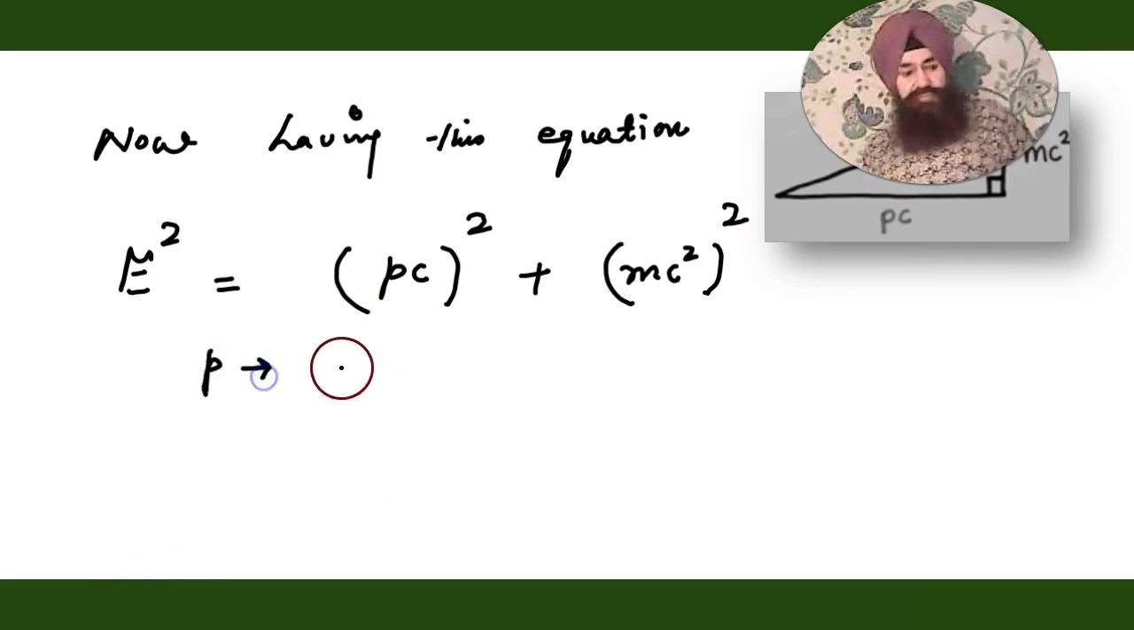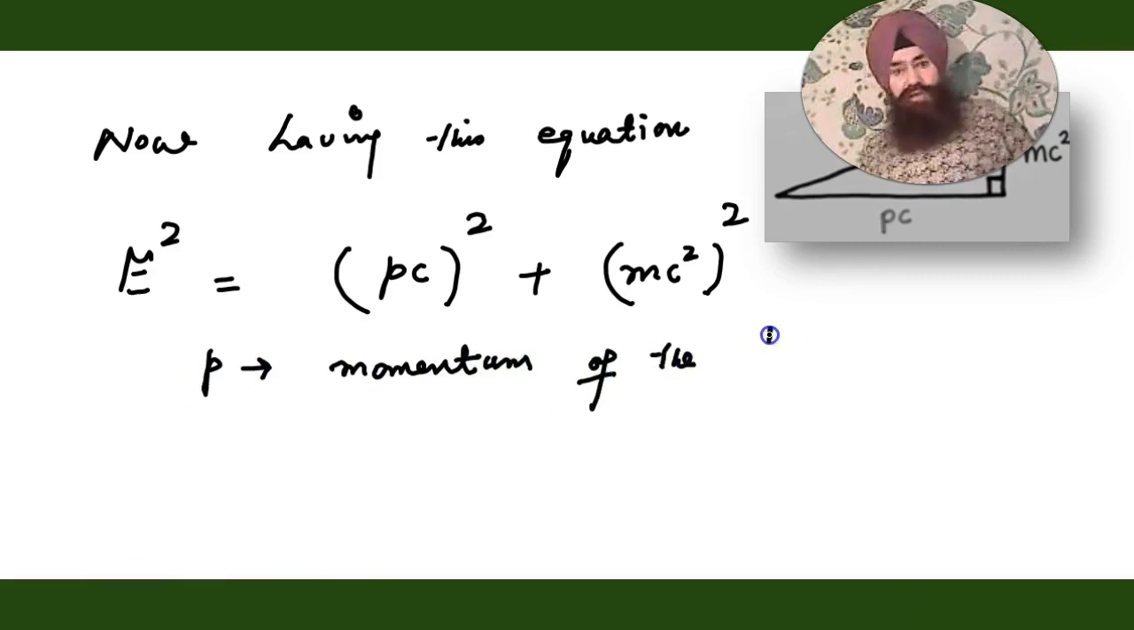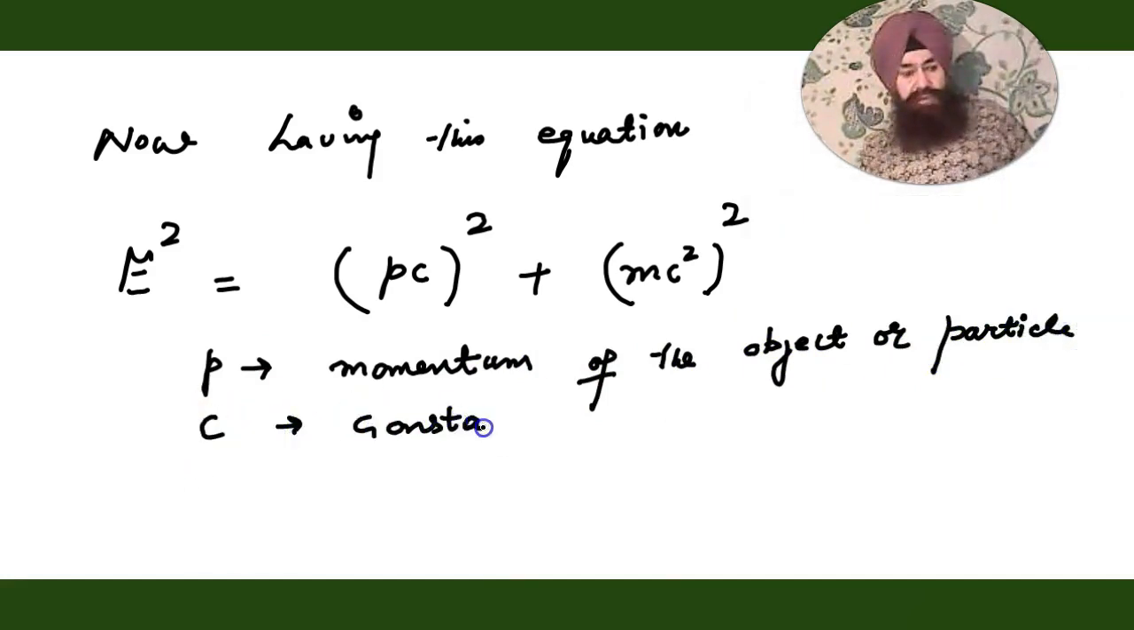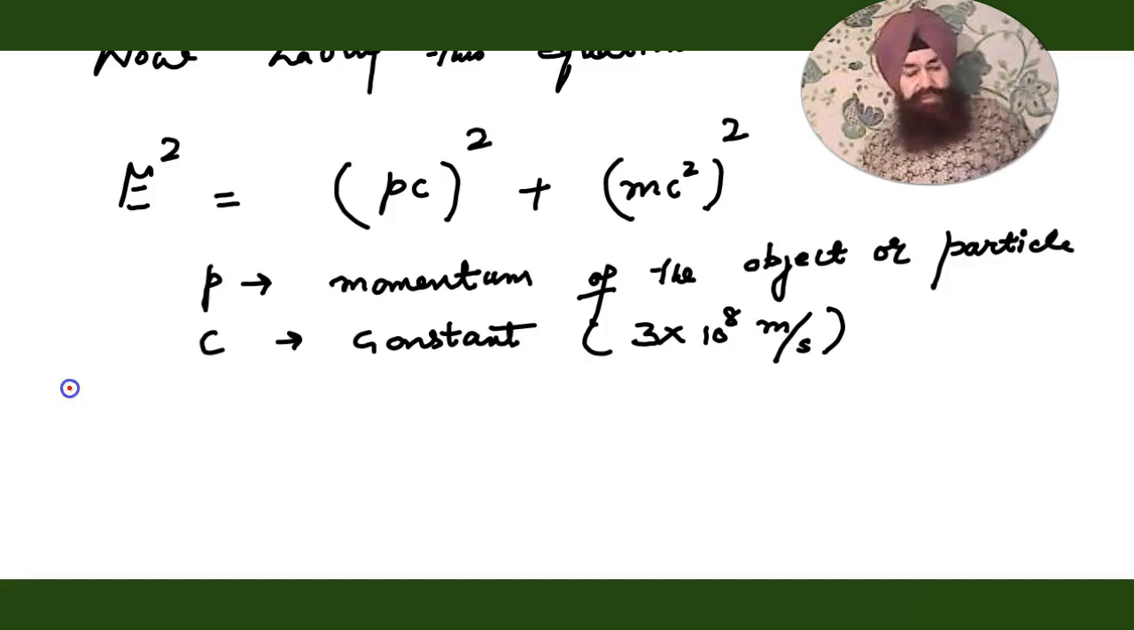Okay, so P is here the momentum of the object, and c is the constant. This constant value you remember always.